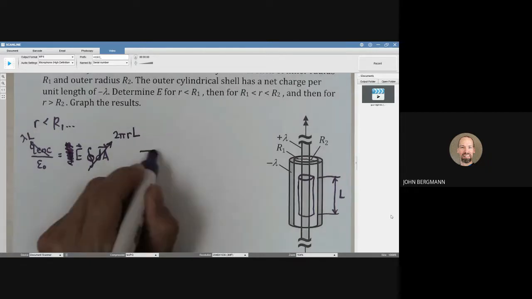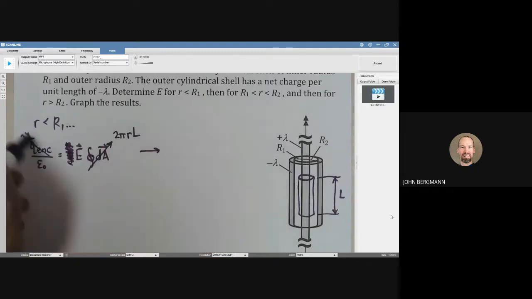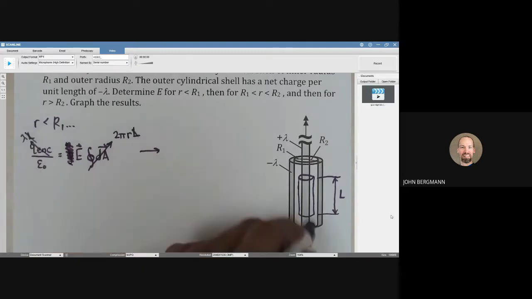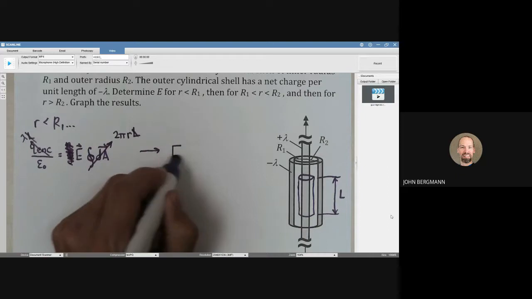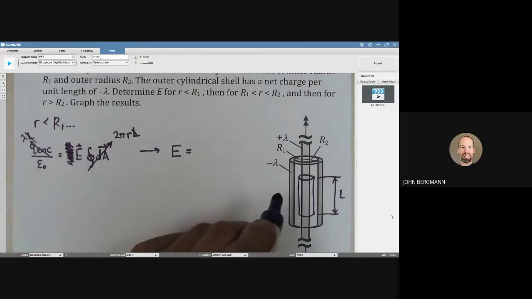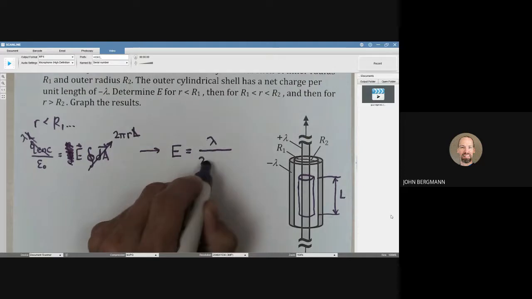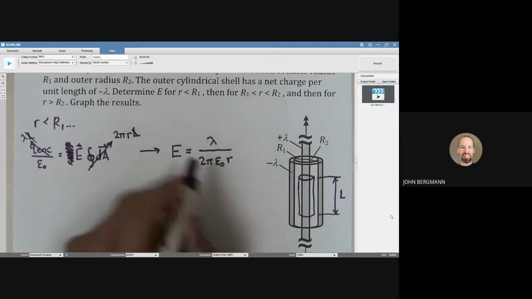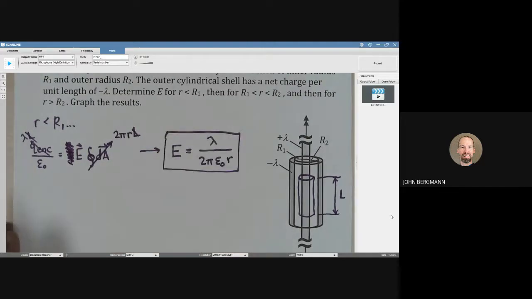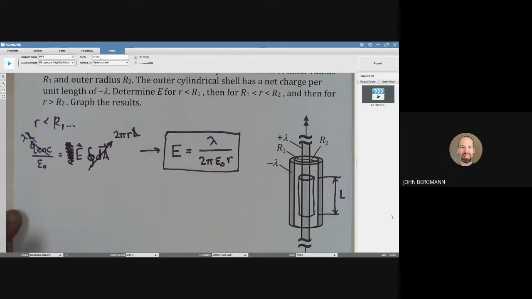When we simplify this, what does this give us? The L's will cancel, so it doesn't matter what height of a Gaussian cylinder we chose. And that looks to me like E is going to be equal to lambda over 2 pi epsilon naught r. So the electric field is getting weaker as we get away from this central wire.